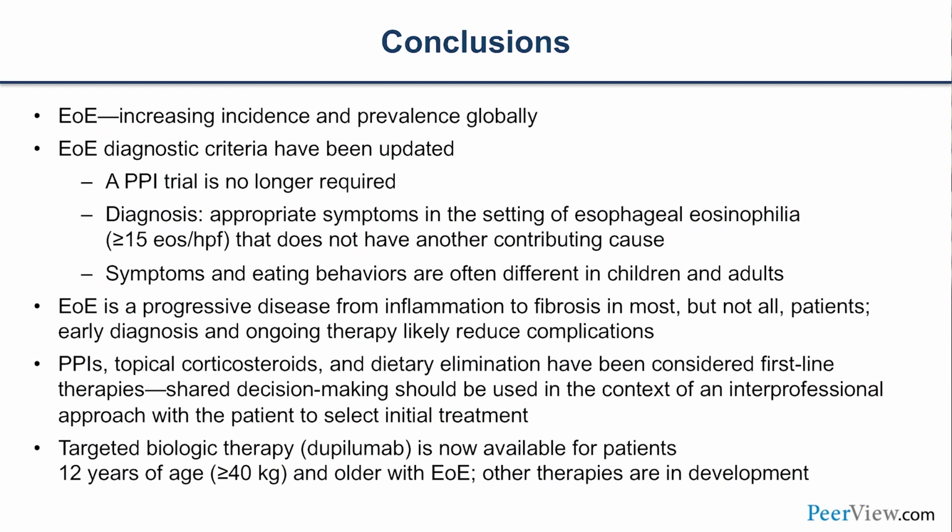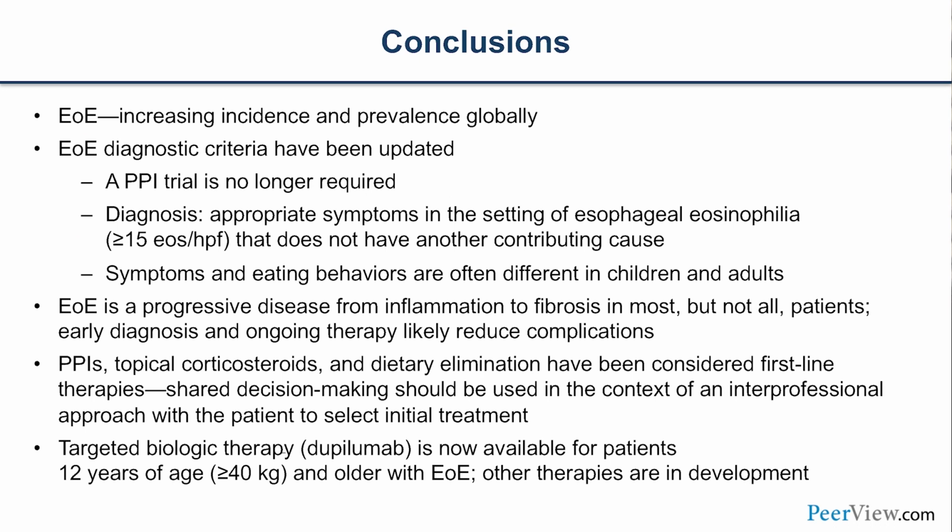So in conclusion, EoE is a condition that is increasing in incidence and prevalence globally and is now a major cause of morbidity from upper GI symptoms. The diagnostic criteria for EoE are updated, and a PPI trial is no longer required. To make the diagnosis, you have to have the appropriate symptoms in the setting of esophageal eosinophilia, still at least 15 EOs per high power field, and importantly, after an evaluation for other competing causes of esophageal eosinophilia.